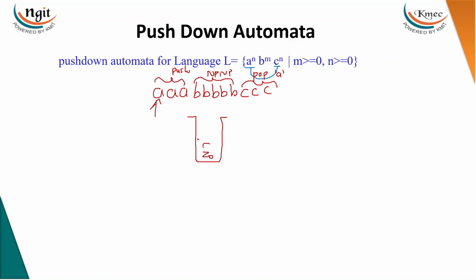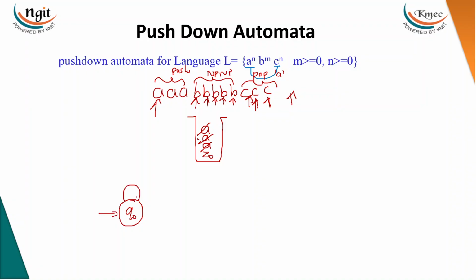For every A, push it, for 3 A's. For B, no push, no pop, because it is not involved in the comparison. And for every C, pop A. For every C, pop A. For every C, pop A. Epsilon Z0, and that is how to do the PDA, guys. No need to write every time like that. Q0.